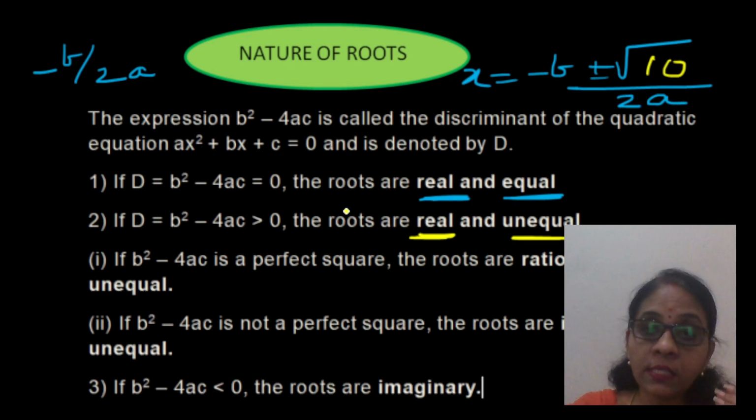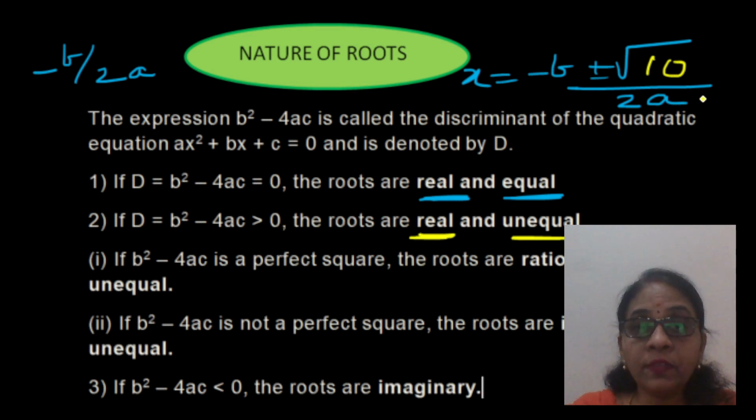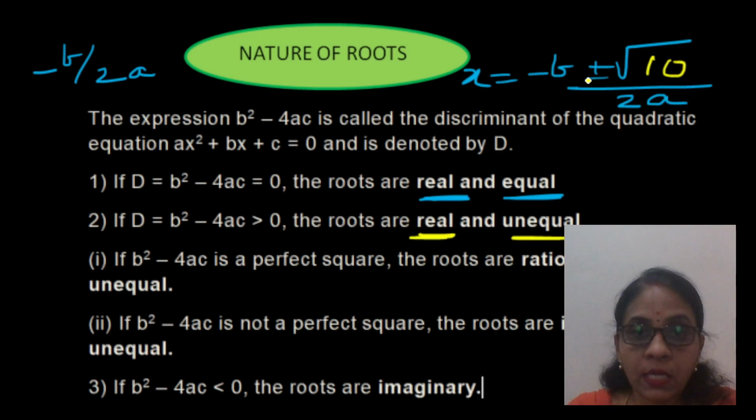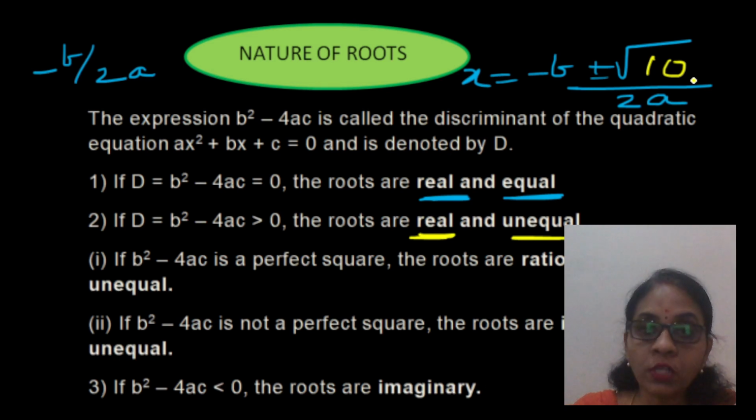Now coming to the subcategories. Is this a perfect square? I wrote here root 10. What will be the root 10 value? It will be some 3 point something, approximately. Which means that it is not a rational number. It is irrational because you cannot write it in the form a by b or p by q. It will be an irrational number.